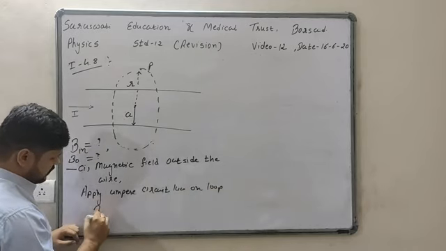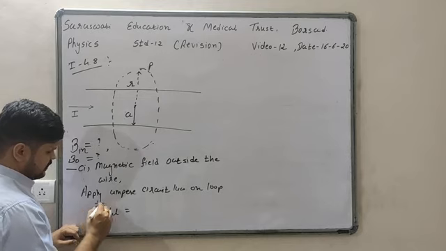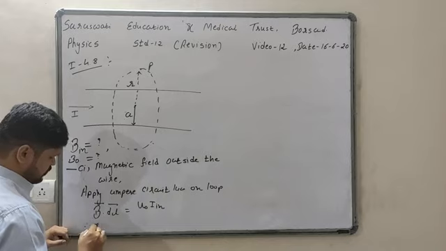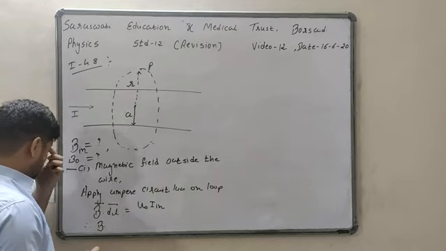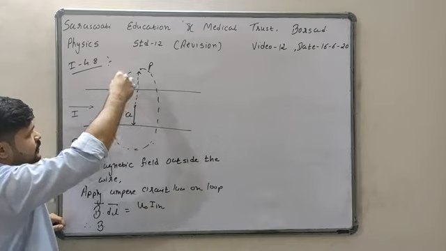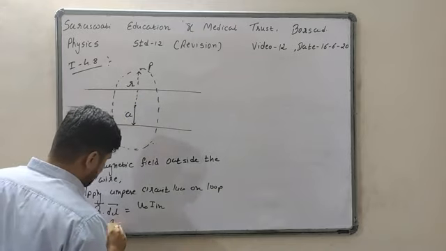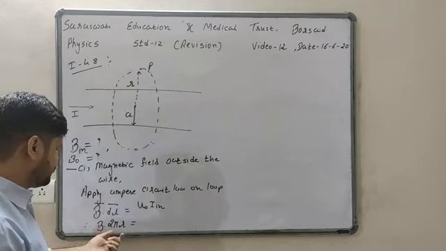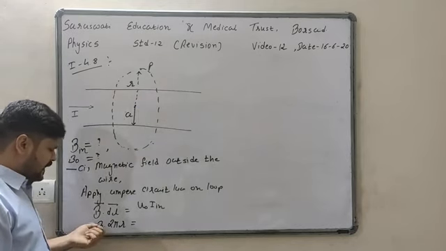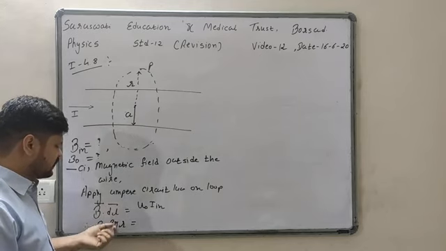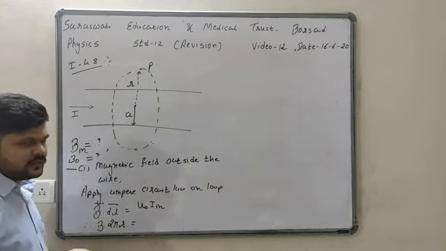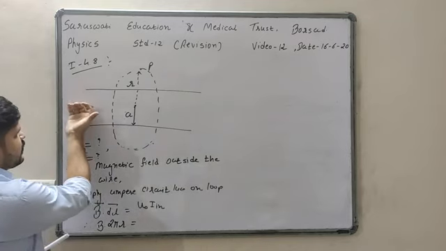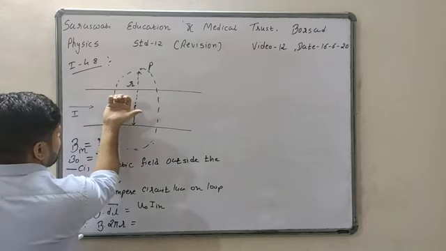So we can say that the integral of B dot dl is equal to mu 0 I in. What is the length of this loop? That is 2 pi r. The length of this loop is equal to the circumference, that is 2 pi r. And the angle between magnetic field and length element, here they are in the same direction, because current is flowing in this direction.